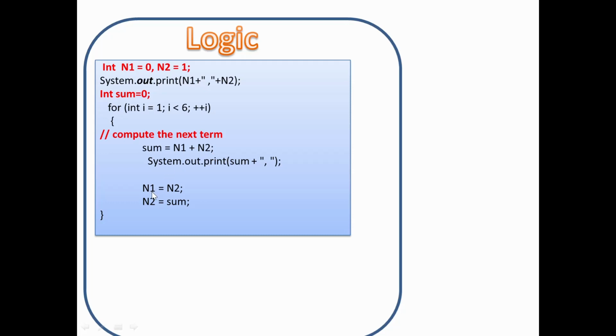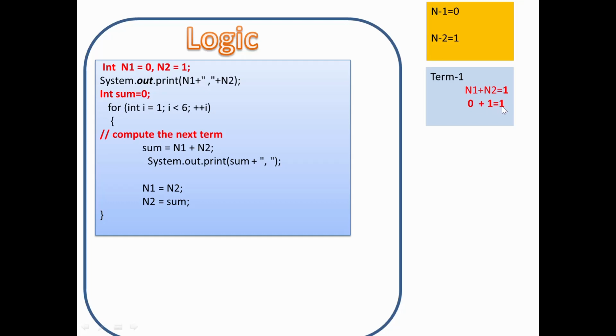That is the main logic here. Whatever the value is in n1, I will replace with n2, and whatever the value is in n2, that will be replaced with sum. Here you can see, n1 equal to 0 and n2 equal to 1. I will print those in the first statement. Whatever logic is inside the for loop, the actual terms are calculated in the for loop. So in term 1, n1 is 0 and n2 is 1.